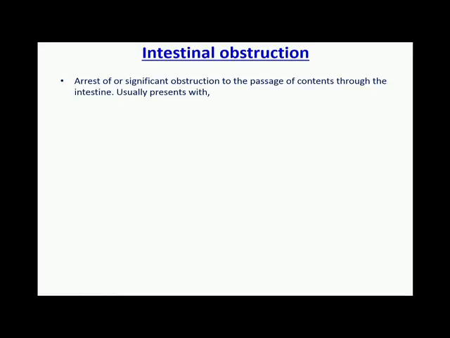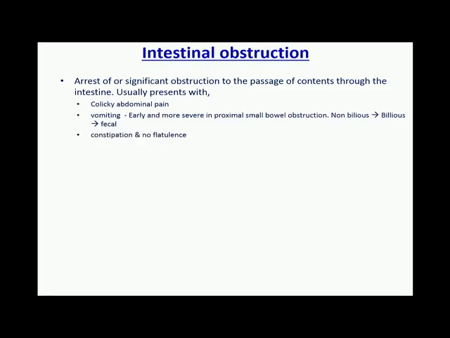What is intestinal obstruction? By definition, it is arrest or significant obstruction to the passage of contents. Usually whatever is inside the GIT is propelled forwards by intestinal motility. If that doesn't occur, that is intestinal obstruction. Okay.